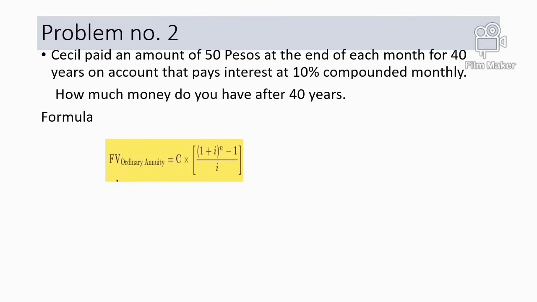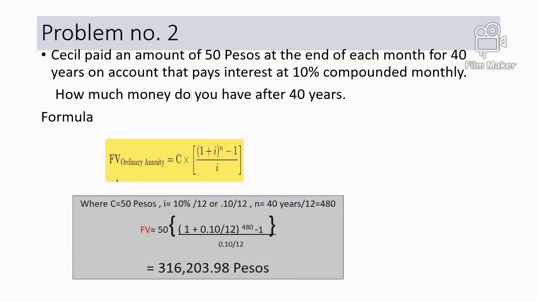Formula: future value of an ordinary annuity is equal to C, the payment per period, times (1 plus i) raised to n, minus 1, divided by i. Let's substitute. C is 50 pesos, and i is 10% divided by 12 for monthly, or 0.10 divided by 12, where n is 40 years times 12, which equals 480. So future value equals 50 pesos times (1 plus 0.10 divided by 12) raised to 480, minus 1, divided by 0.10 divided by 12. And the answer is 316,203.98 pesos.